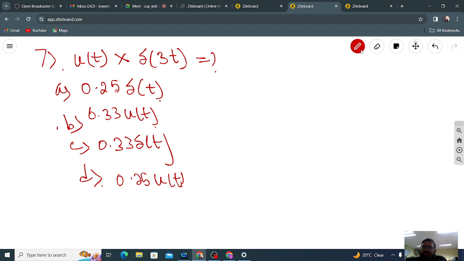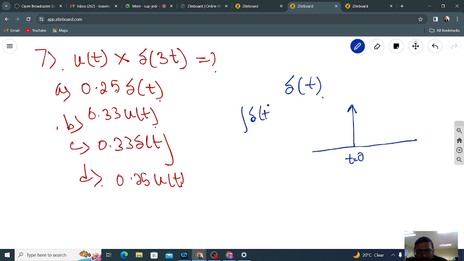Okay, so as I described earlier, this delta t is nothing but a function that is situated at t equals 0, and if I do an integration of delta t from 0 minus to 0 plus over t, it will give me a value of 1. Now just see in the question, it says it is 3t. So what happens? It is more narrow in this case.